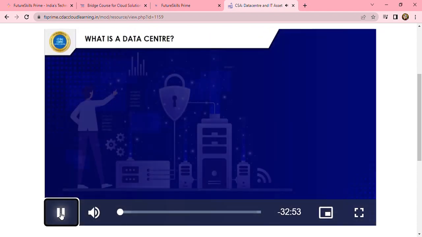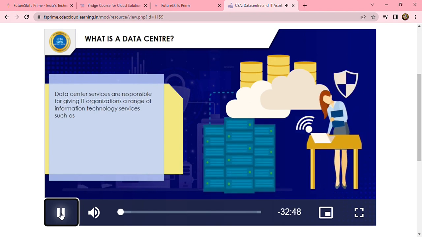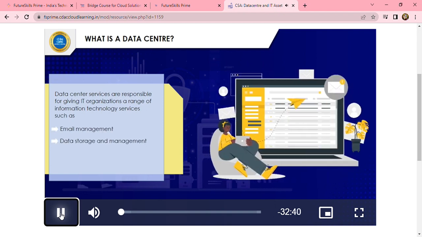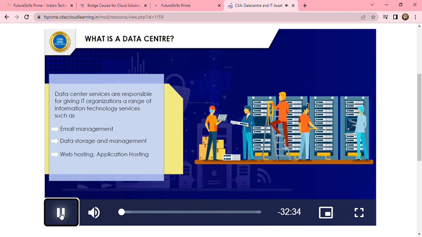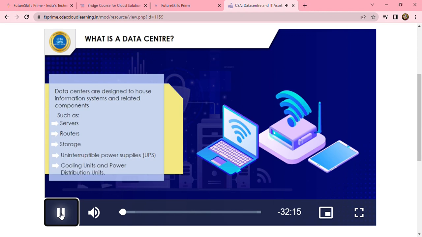What is a data center? Data center services are responsible for giving IT organizations a range of information technology services, such as email management, data storage and management, web hosting, application hosting, data backup and recovery, networking, and so on. Data centers are designed to house information systems and related components such as servers, routers, storage, uninterruptible power supplies (UPS), cooling units and power distribution units.